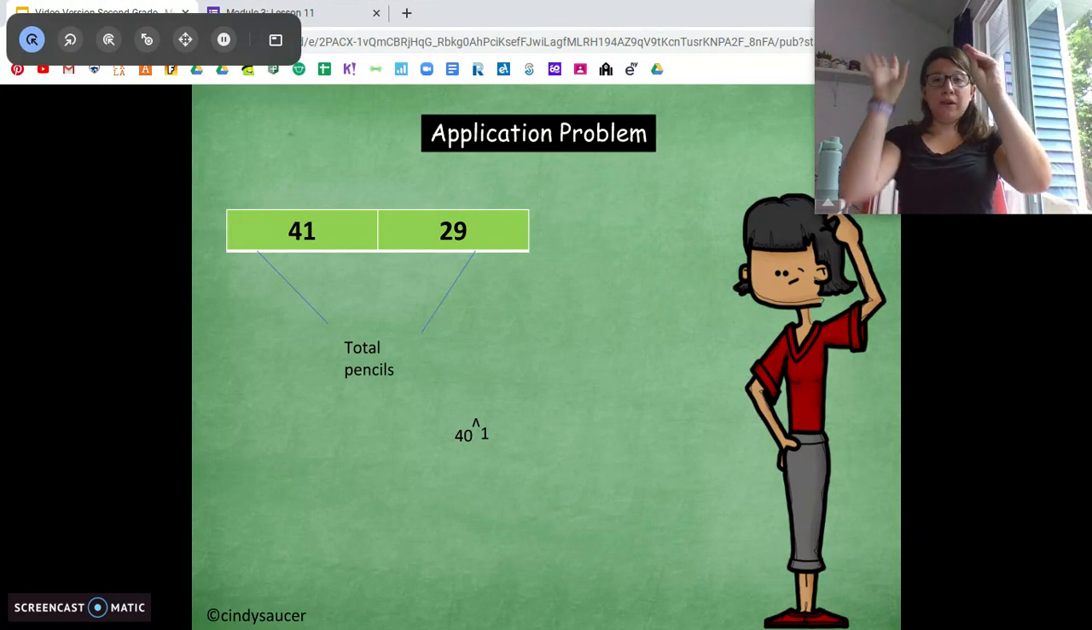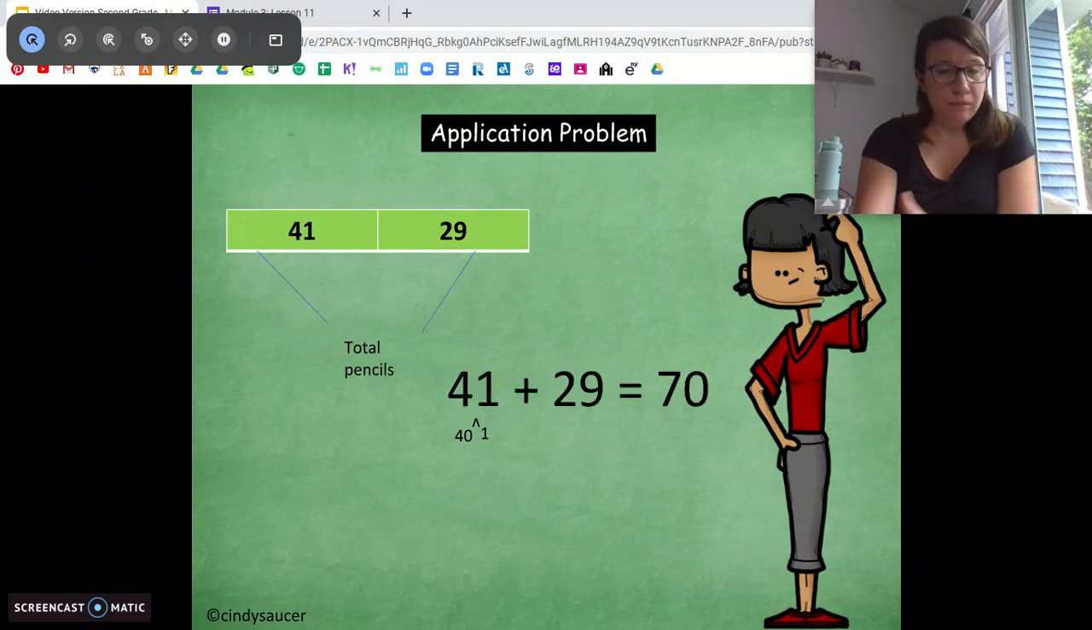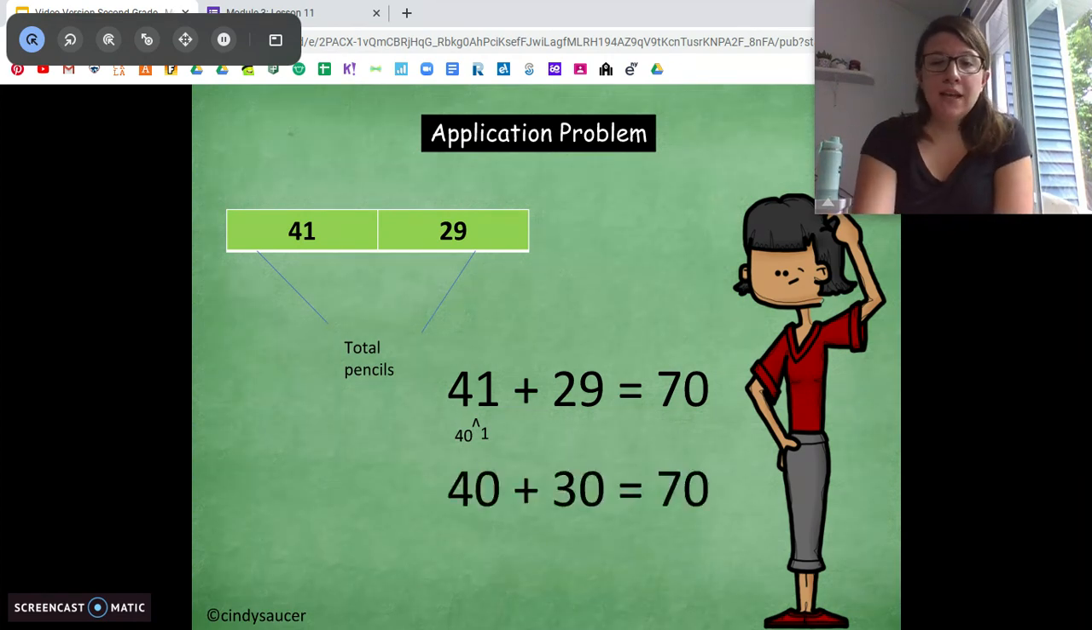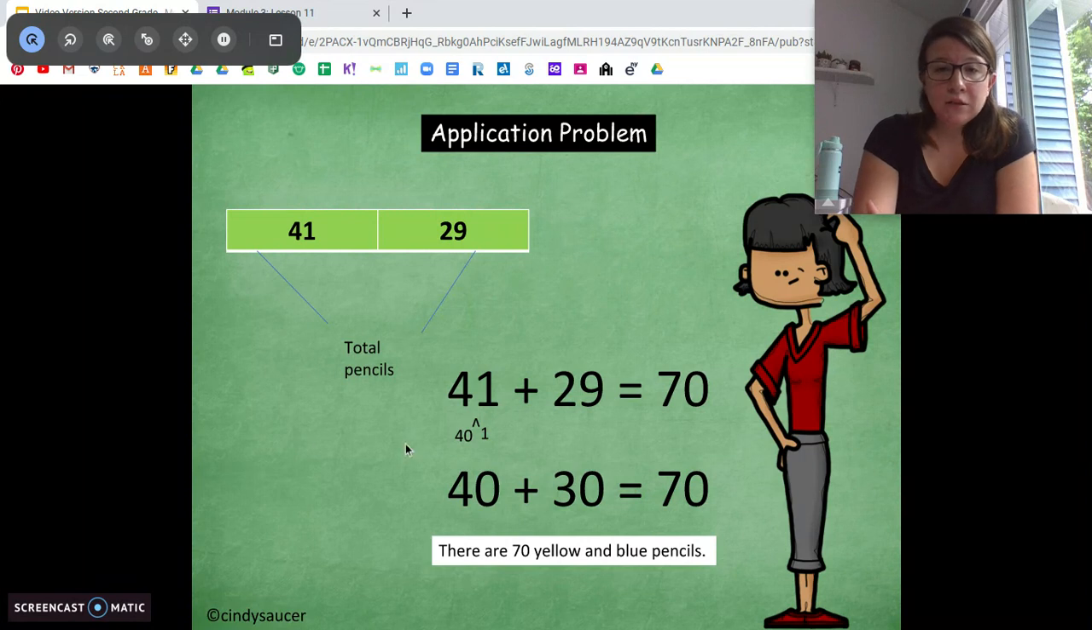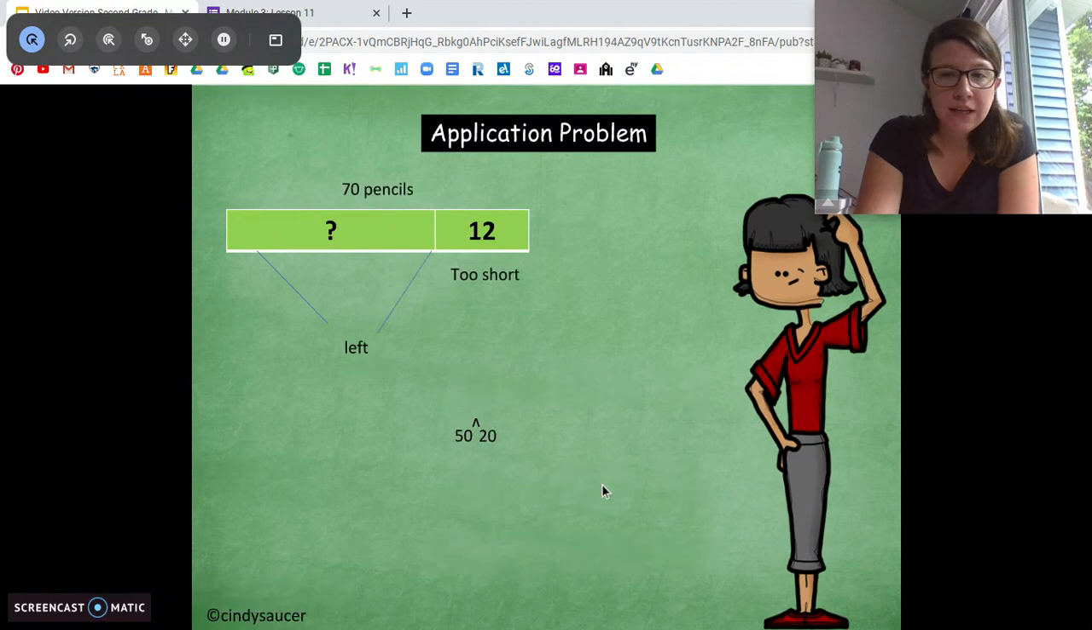So we know 41 and 29 are blue and yellow pencils, so we're going to add those together, and they're using a decomposing strategy to add. And there we go. There are 70 pencils. So they decomposed the 41 into 40 and 1, added the 29 and the 1 to get to 30, then added 40 plus 30, and you still get 70.